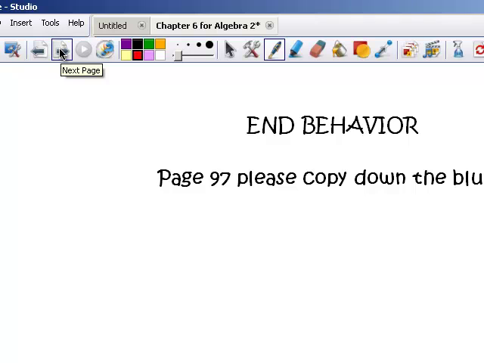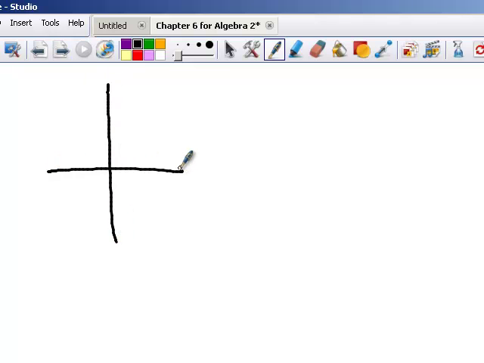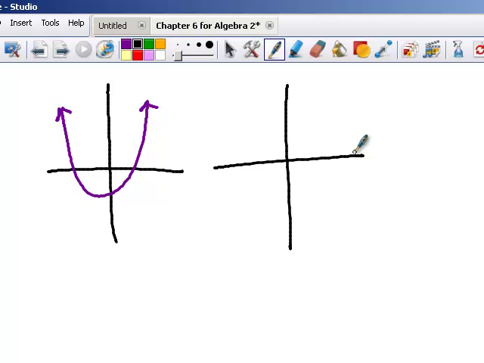All right, now when we do these graphs, we're going to be talking about the end behaviors. And what I want you to do right now is pause the video and go to page 97 in your book and copy down the blue chart. Okay, when we talk about end behavior, if we have several different graphs here, I'm just going to draw you. You don't need to copy this down. I'm just explaining what that chart is telling you.